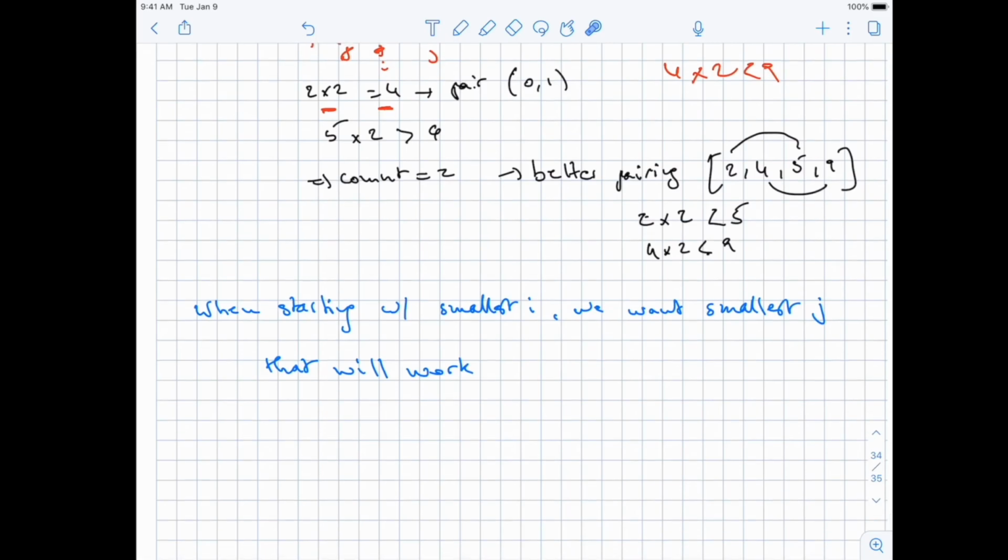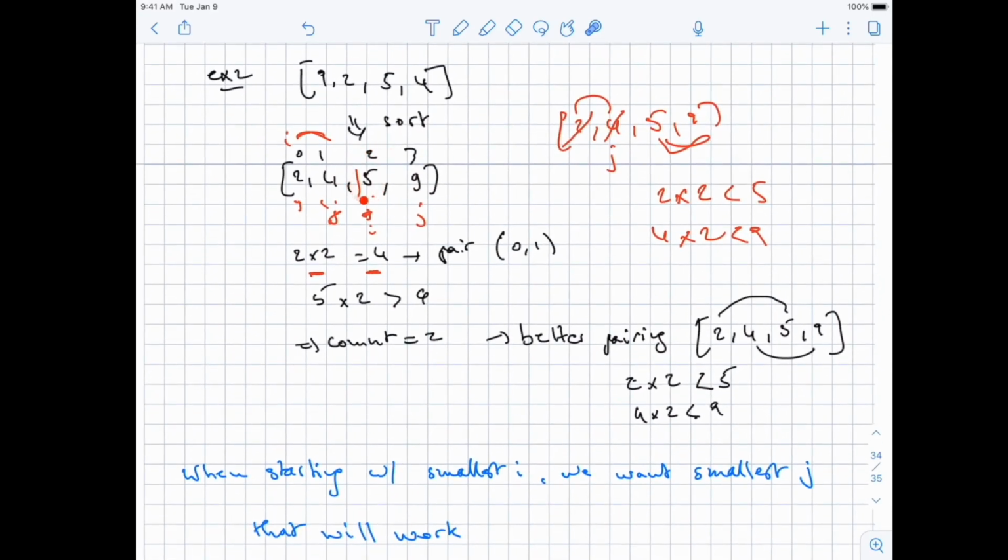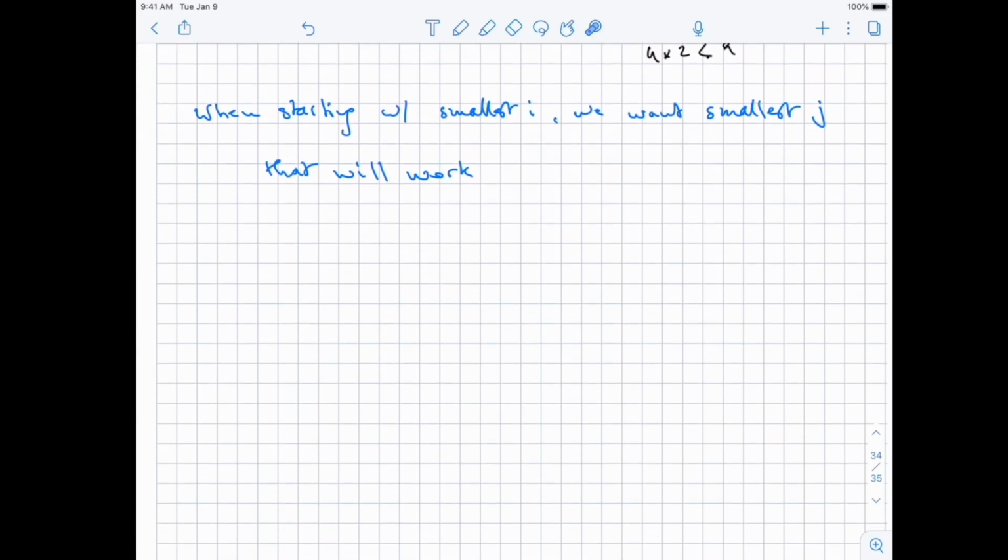Just to summarize, when we start with the smallest number i, we want the smallest j that will work, and the smallest j that will work and maximize our chance of finding the maximum number of pairs is the middle here. I hope that the proof sort of makes sense for you.